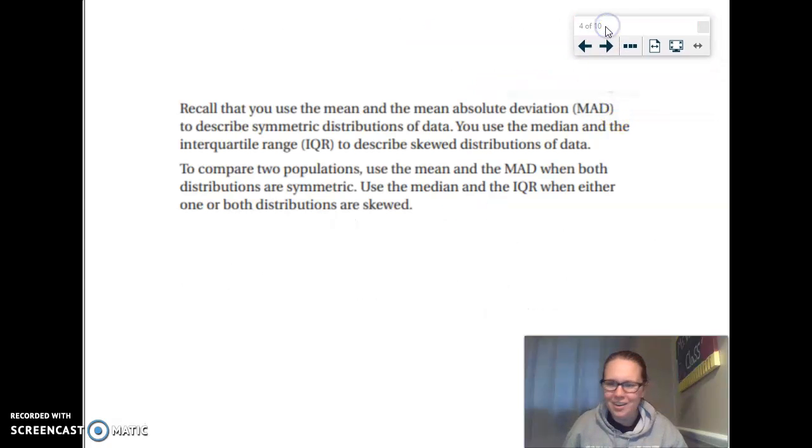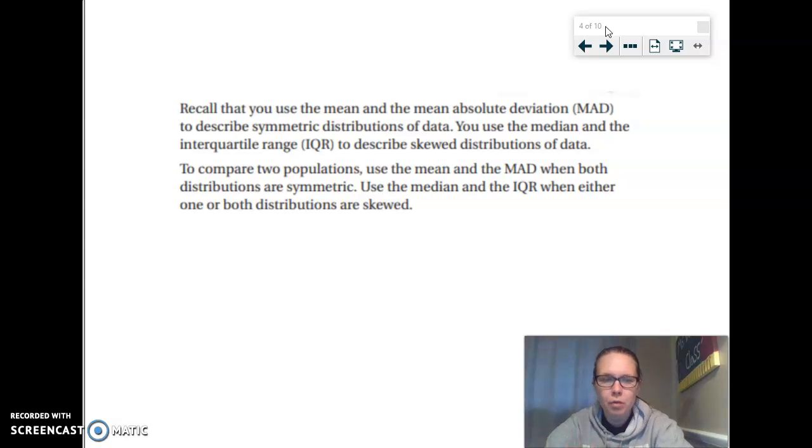So I think this is kind of what I just talked about, but let's see what they say as well. It says, recall that you use the mean and the mean absolute deviation, or the MAD, to describe symmetric distributions of data. You use the median and the IQR, or interquartile range, to describe skewed distributions of data. To compare two populations, use the mean and MAD when both distributions are symmetric, and use the median and the IQR when either one or both are skewed.